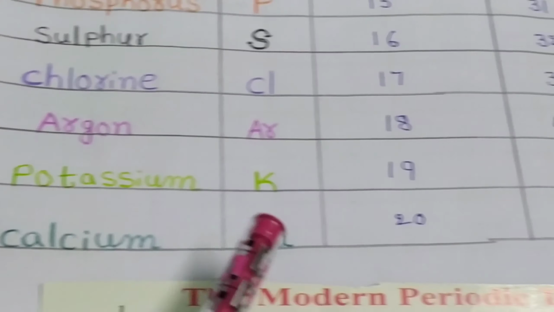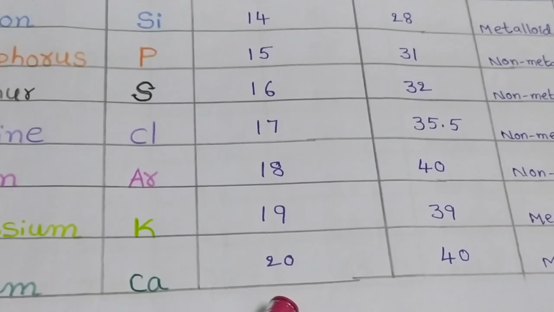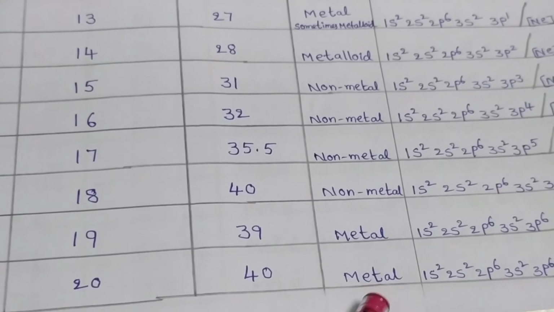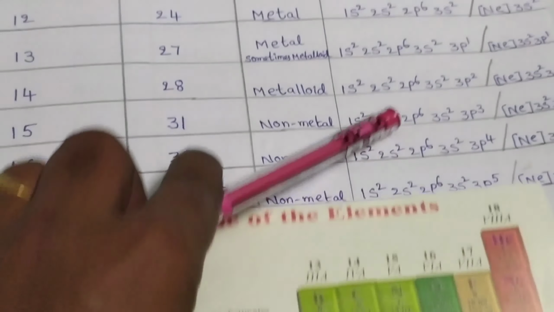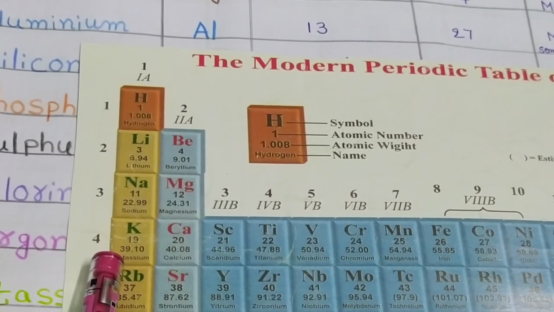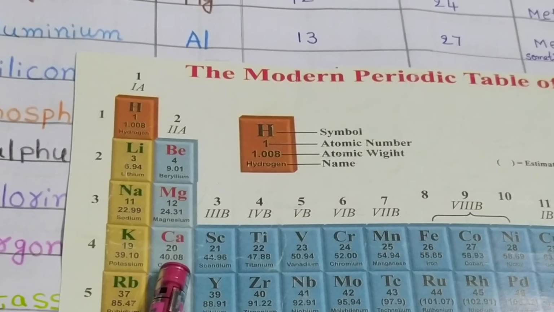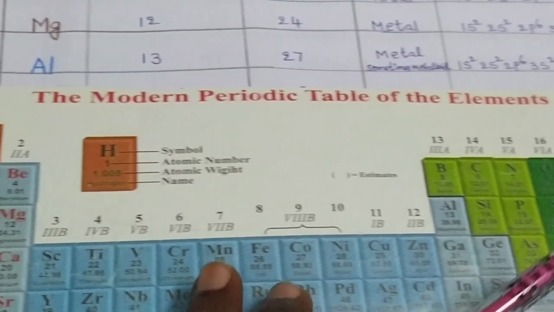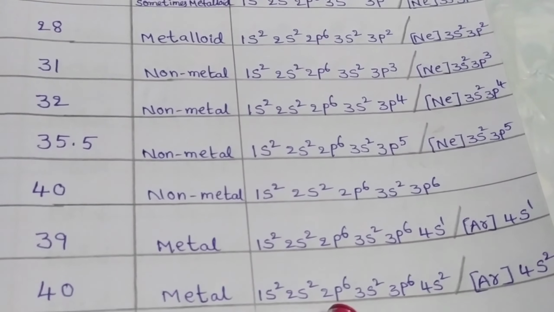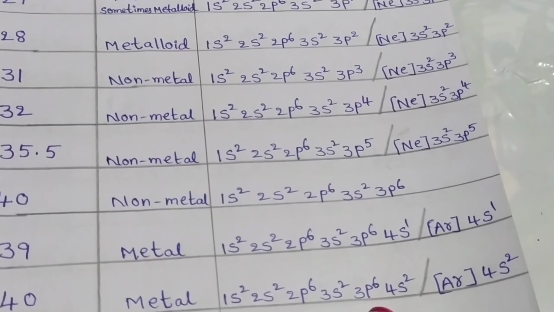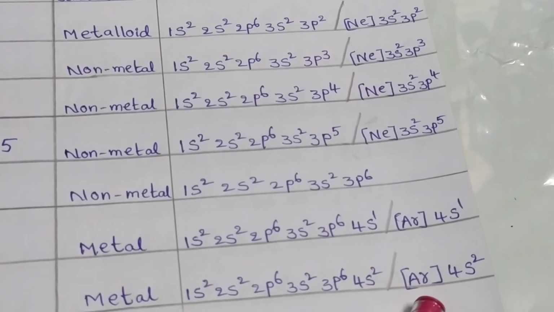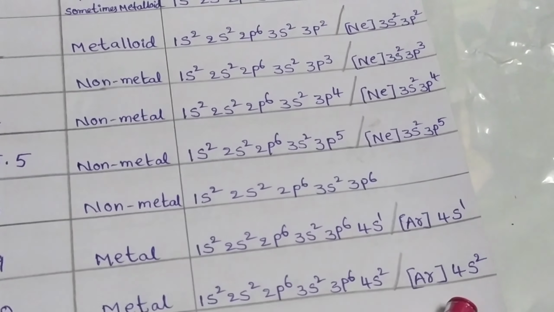Next, calcium. Symbol Ca, atomic number 20, atomic mass 40. It is an example of a metal. When we observe the periodic table, calcium is present in the fourth period and is the second element in the s block. So the electronic configuration can be written as 1s2, 2s2, 2p6, 3s2, 3p6, 4s2 or the condensed electronic configuration argon 4s2.